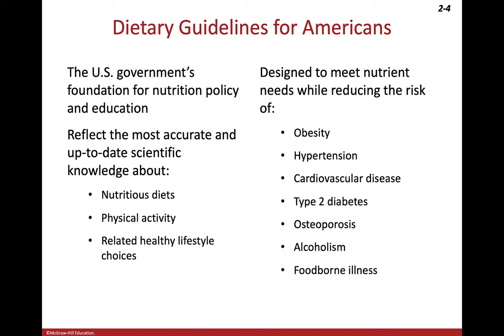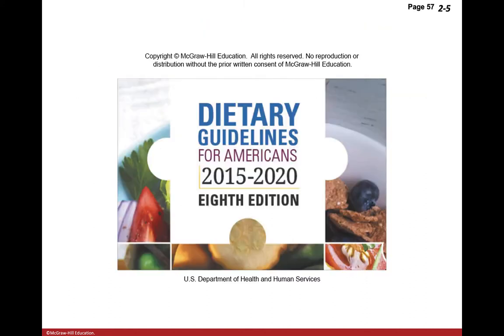If we look at hypertension, cardiovascular disease, obesity, osteoporosis, notice type 2 diabetes, not type 1, alcoholism, and foodborne illness. That's really what the Dietary Guidelines for Americans puts the emphasis on. So how can we reduce the risk of these? By putting the emphasis on nutritious diets, physical activity, and other healthy lifestyle choices. This comes out on a 5-year plan, and we're towards the tail end of one, 2015 to 2020.